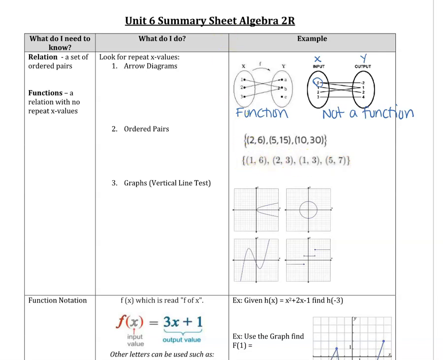Okay? Ordered pairs, again, I just look through my x's. I'm like, okay, did anything repeat? No, it didn't. So therefore, this is a function. Okay, look through again. 1, 2, 1, 5. Oh man, I said 1 twice.